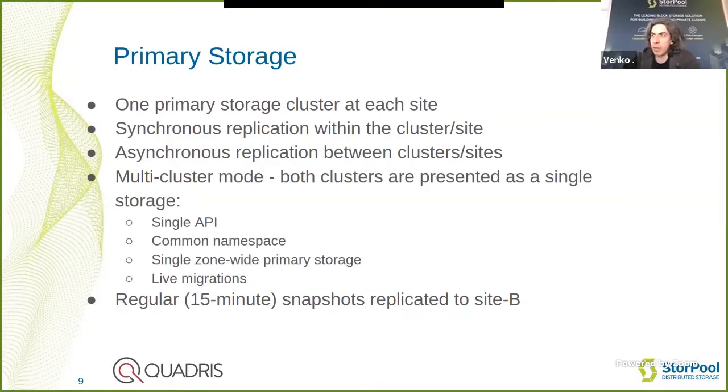So we have one primary storage cluster at each site. So we have physically two separate storage clusters. In each storage cluster, in each site, we have a synchronous replication between the storage nodes within the cluster. This is for data protection within the site. And between sites, we have asynchronous replication. So this is done at a snapshot level.